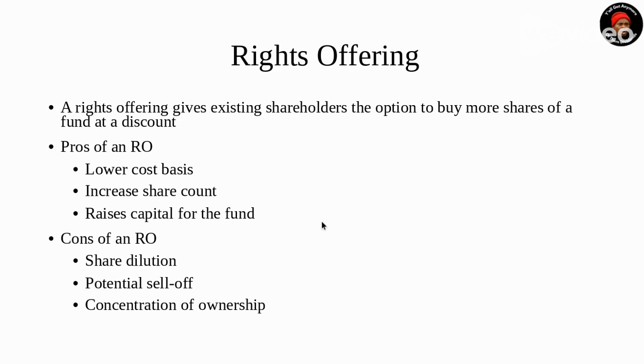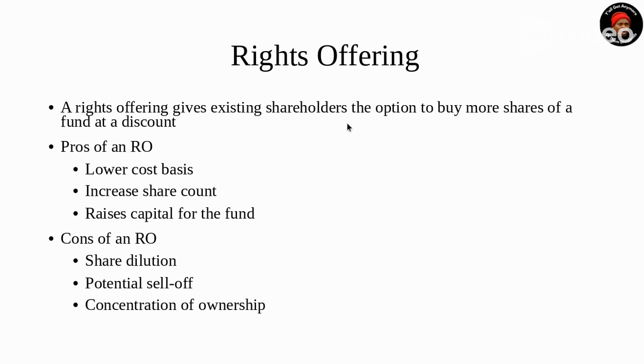Now, closed-end funds do increase their share count, and they do that through what's called a rights offering. A rights offering gives existing shareholders the option to buy more shares of a fund at a discount. The key here is existing shareholders. So to take advantage of a rights offering, you have to be an existing shareholder. Some pros of a rights offering is that it can lower your cost basis because you're getting additional shares at a discount. You can also increase your share count because you're getting more shares than you had previously. And it also raises capital for the fund that is holding the rights offering.